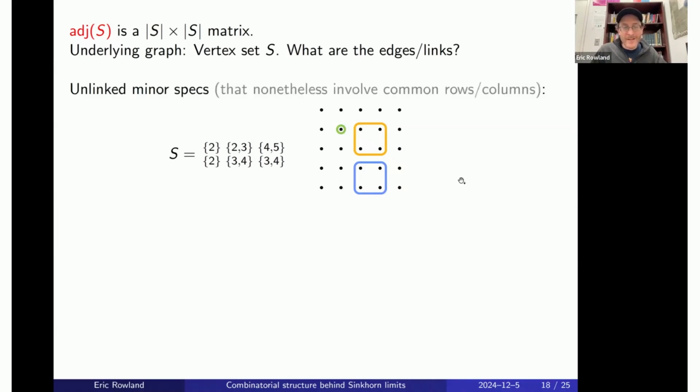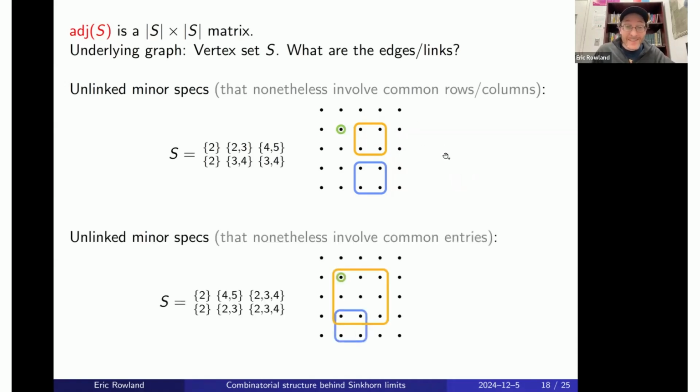So we ended up falling into the language of calling them links instead of edges, because they're sort of 2-dimensional structures. So I'll use the word link instead of edge. But the idea is that we expected these to be connected to each other, at least in pairs, but they're not. So these should be considered unlinked minor specifications, even though they share some rows and columns. And even something like this, where now these are sharing entries with each other, these should also be considered unconnected or unlinked minor specifications.